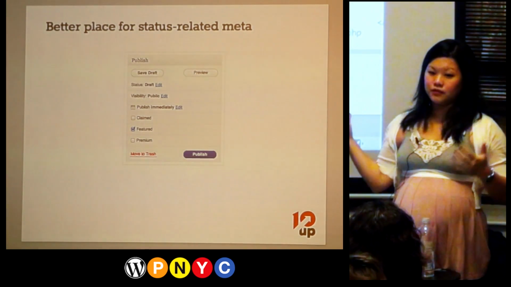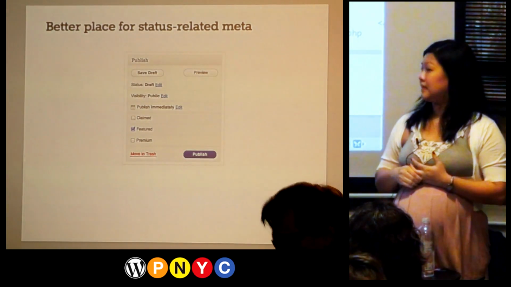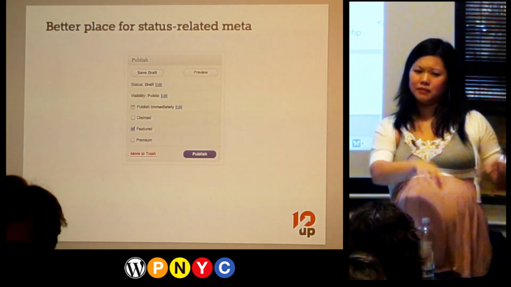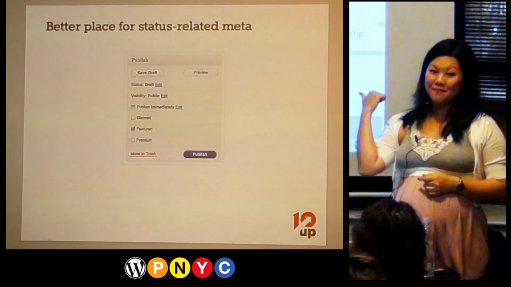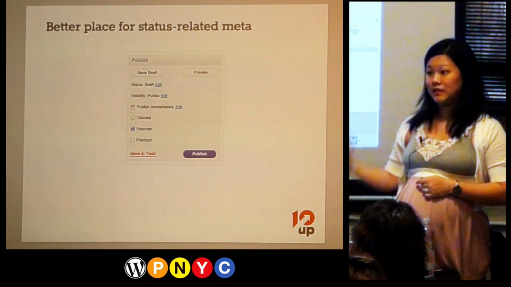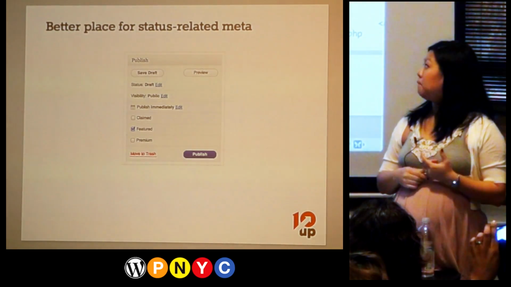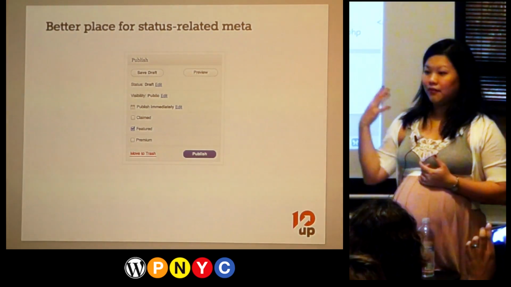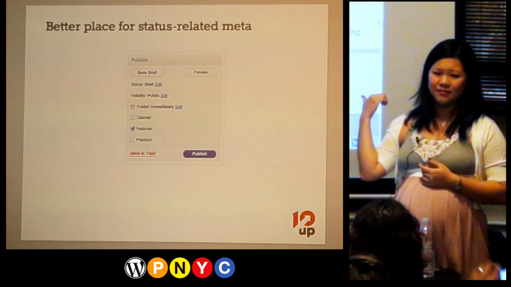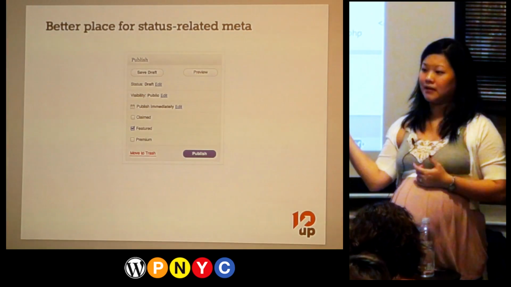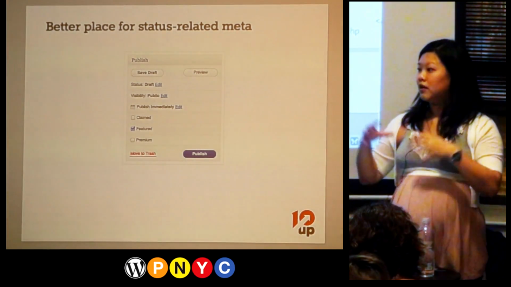Sometimes there's a better place for status-related meta. I see this sometimes where they've put it into a meta box in the middle area or something. A really great place is here in the publish box. The publish box is kind of cluttered, so be judicious about what you put there. But something like saying this is a featured item is a really, really good thing to have in the publish meta box, because that's something that relates to the publishing action.